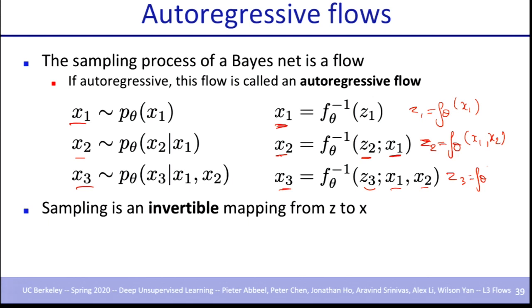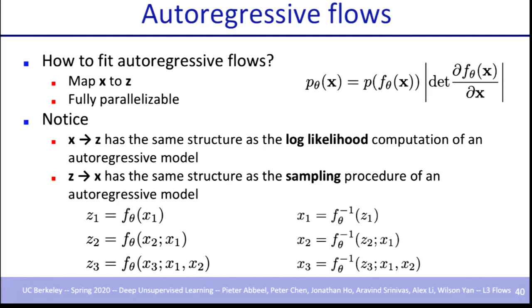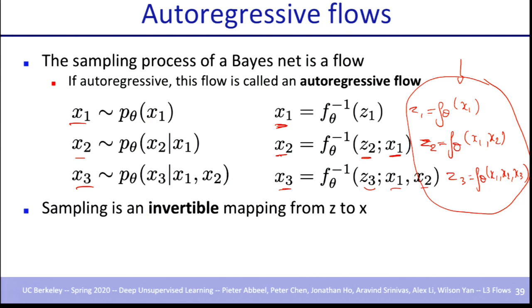And we've seen this training process for just two variables, x1 and x2, but there's no reason you can't extend this to any number of variables. So, how do we fit it? We map again from x to z. It's fully parallelizable because we saw in the previous slide, all of this is in some sense happening independently. You don't need to wait to have mapped x1 to be able to map x2 and then map x3.